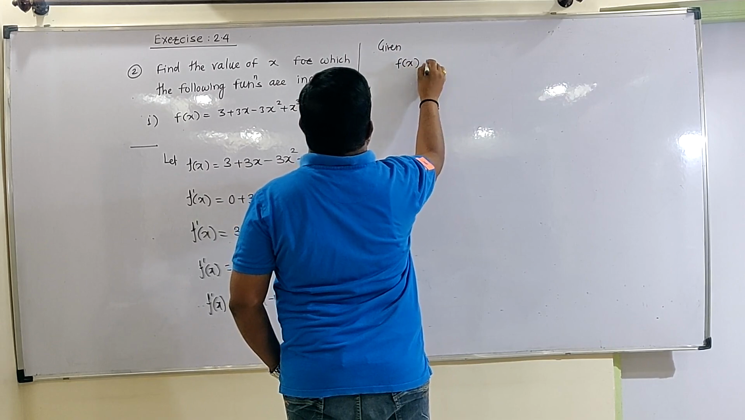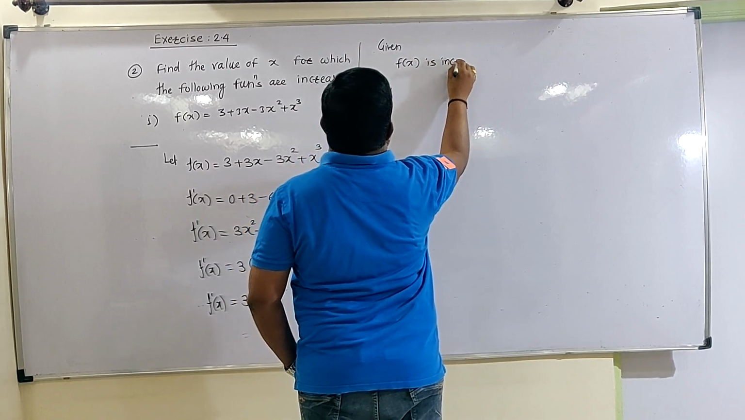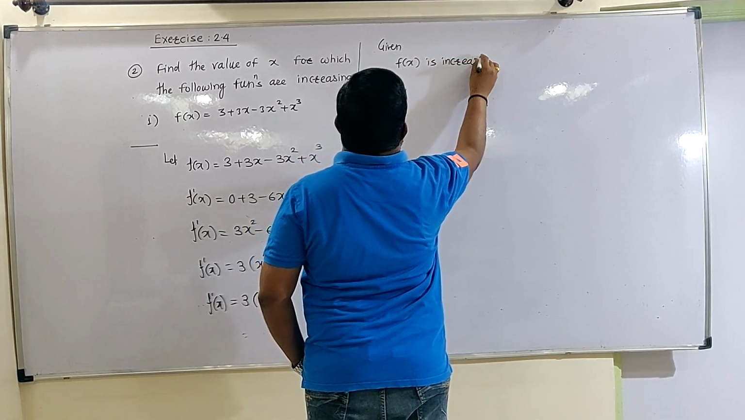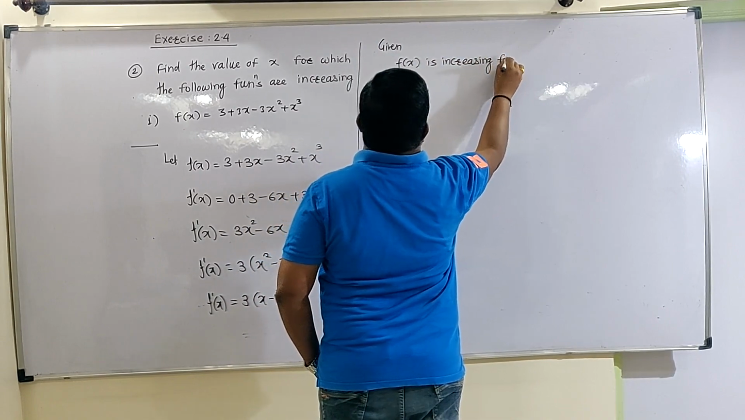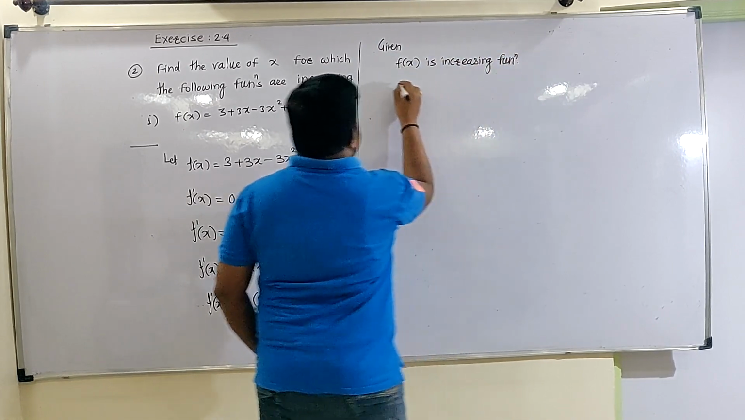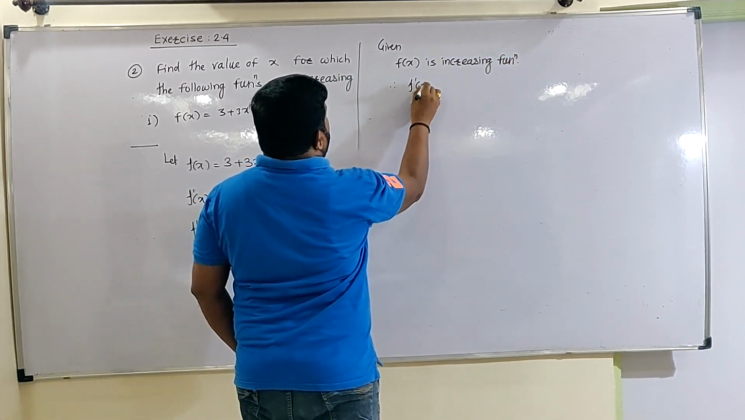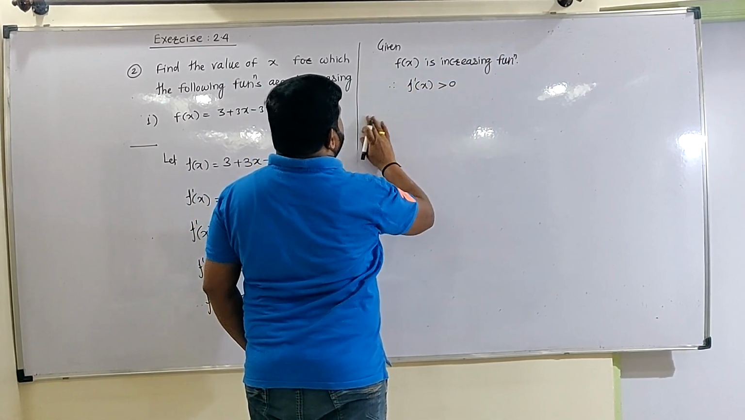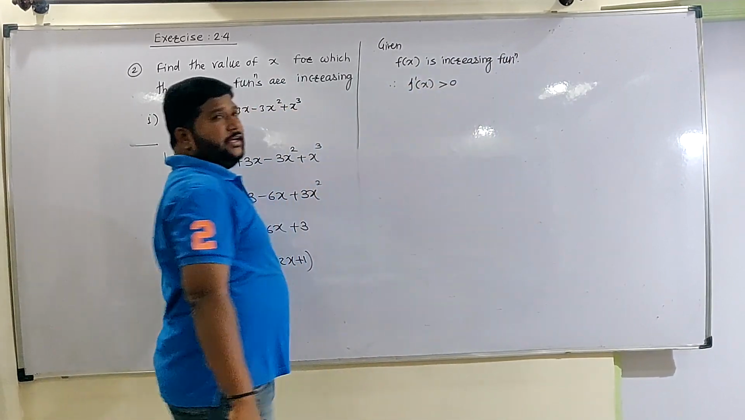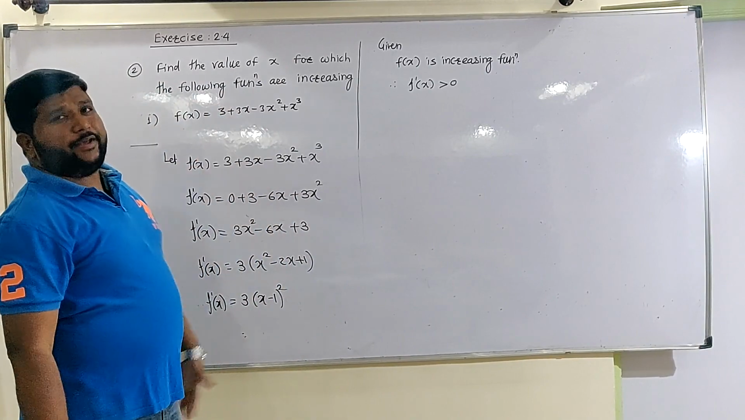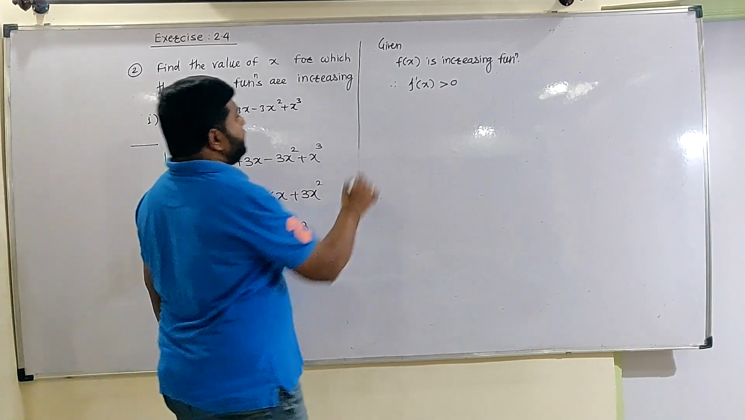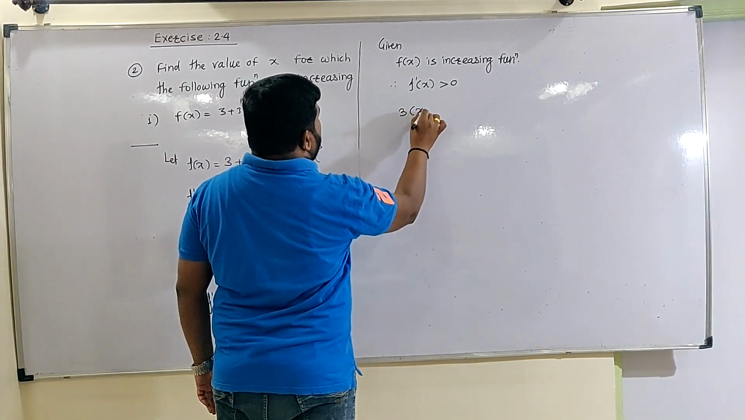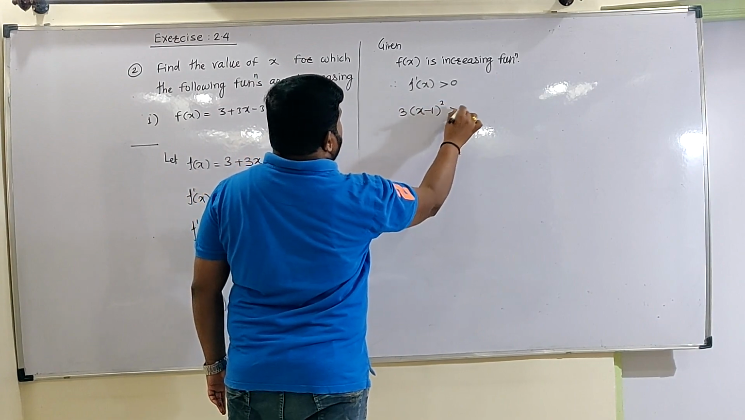So here given f of x is increasing function, therefore f dash of x greater than 0. हमें x फाइंड करना है. f dash of x greater than 0. What is f dash of x? This 3 into (x minus 1) whole square greater than 0.